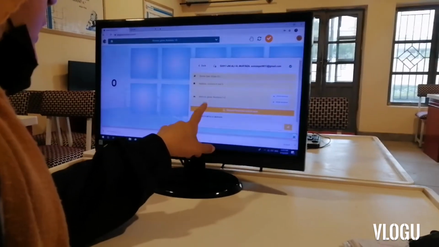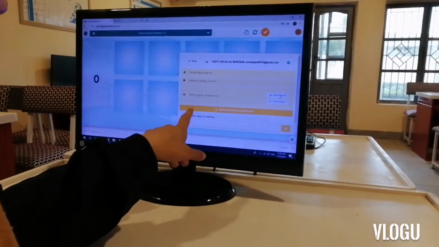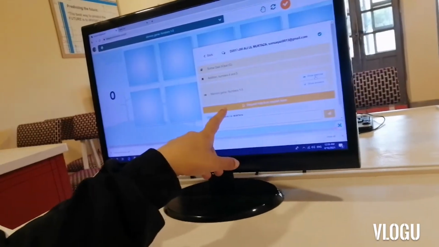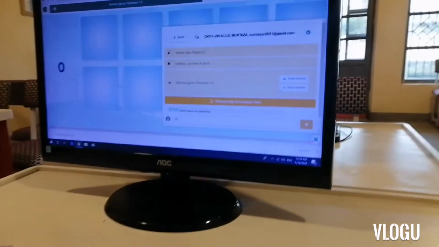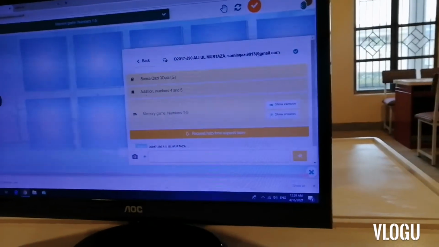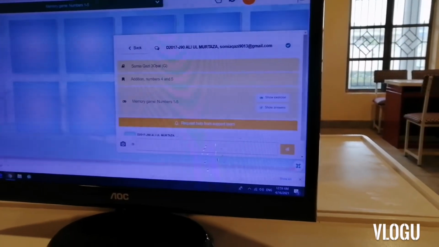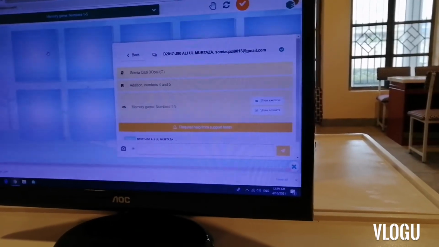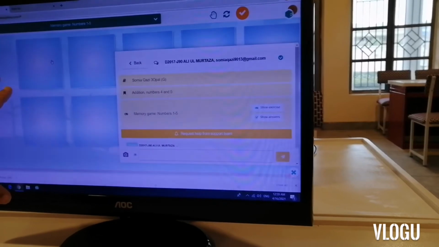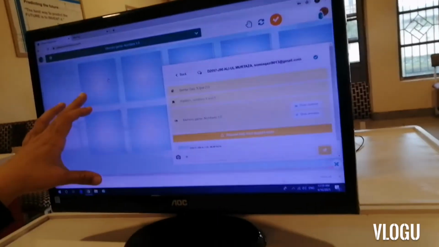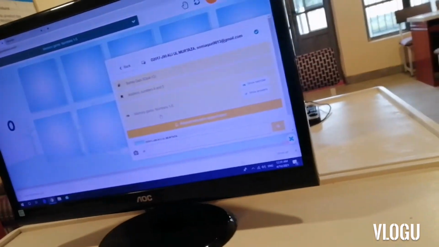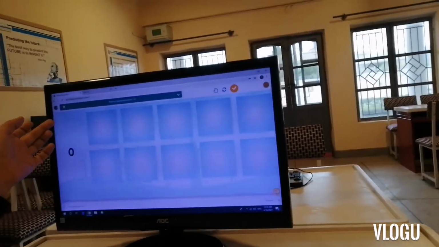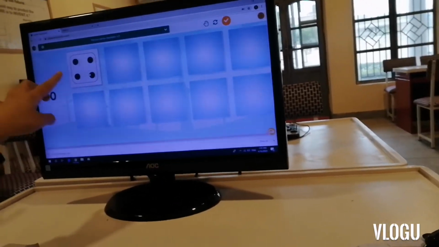Here's a question by Aliul Murtaza of 3 Opal. I click on the show exercise, and Ali has a problem in this game. This is a memory game. First, you have to remember this. Flip the cards, check the cards one by one, and remember those cards.